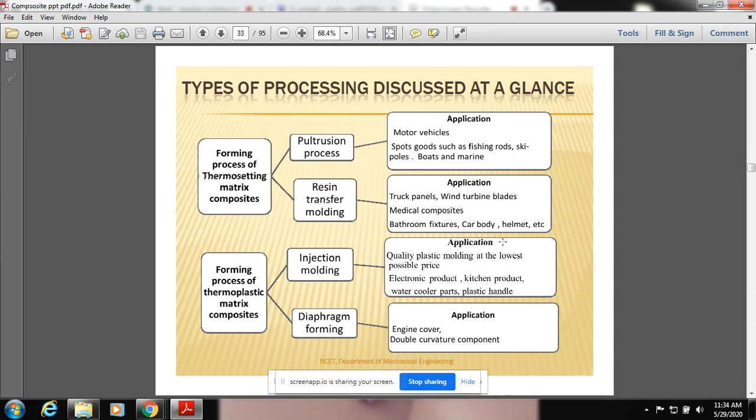The last topic left out in the chapter is the different types of processing, discussed at a glance. The forming processes of thermosetting matrix material are of two types. What we discussed: one is the pultrusion process, and one more is resin transfer molding.